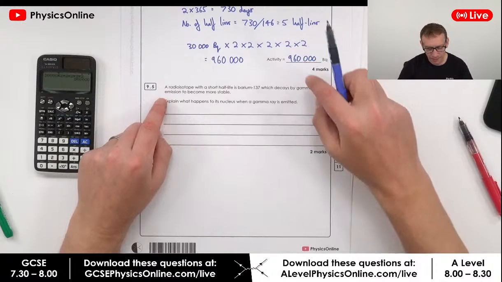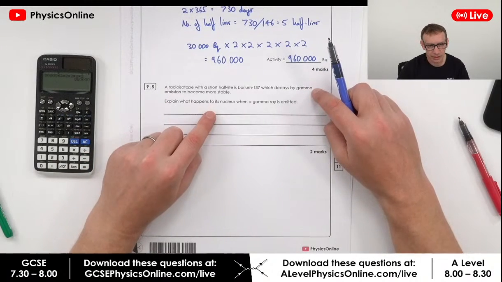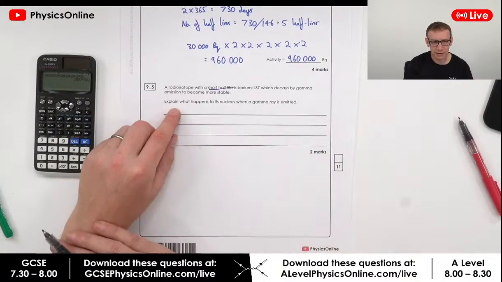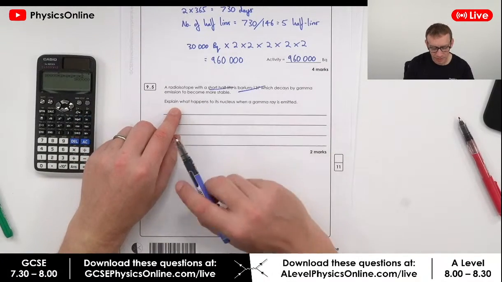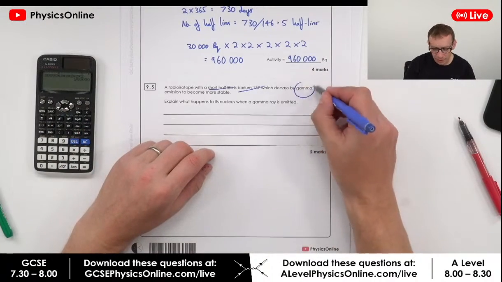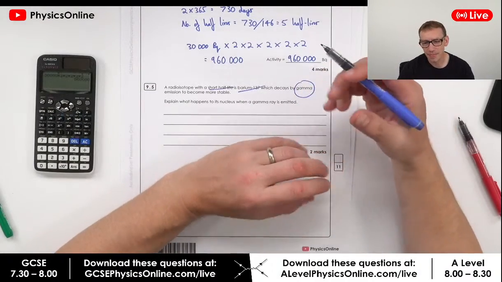It decays by gamma emission to become more stable. What happens to its nucleus when a gamma ray is emitted? To be honest, for this question the fact it's got a short half-life is irrelevant. The fact it's barium is kind of irrelevant. But what we need to know is that it's becoming more stable by emitting gamma.